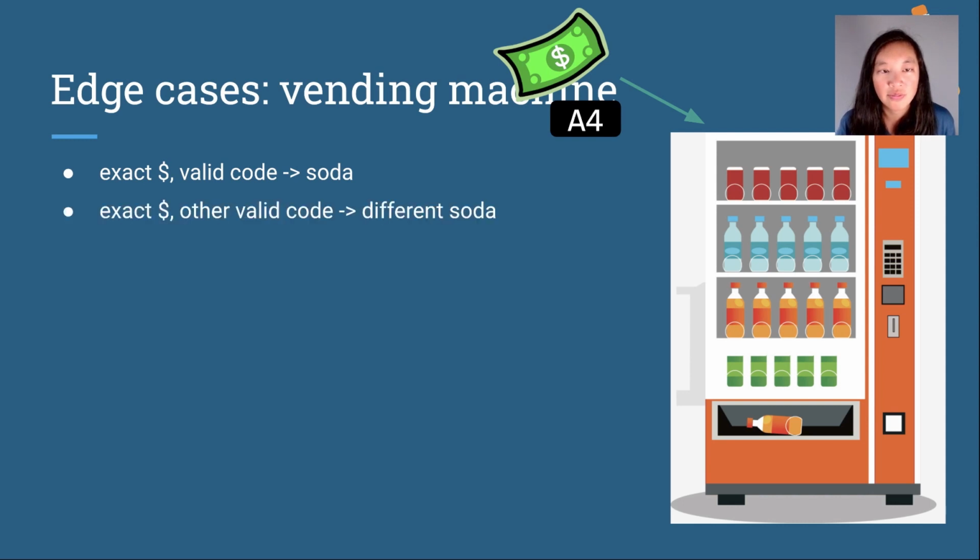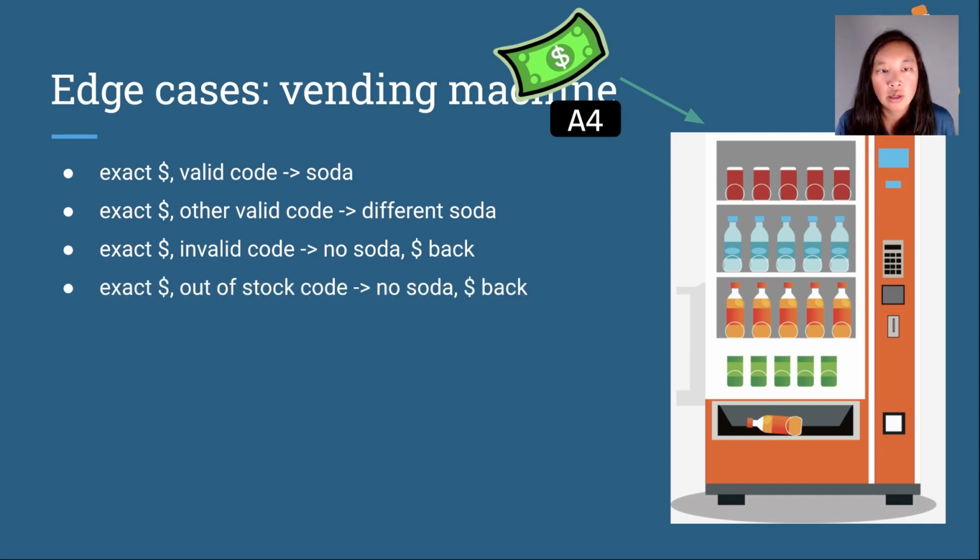Great. What if you give it the exact amount and we give it another valid code? Does it give us a different soda? Hopefully it does. What if we give it the exact amount, but we give it an invalid code, so we press a button that doesn't do anything? Then we expect it to give no soda and the money back.